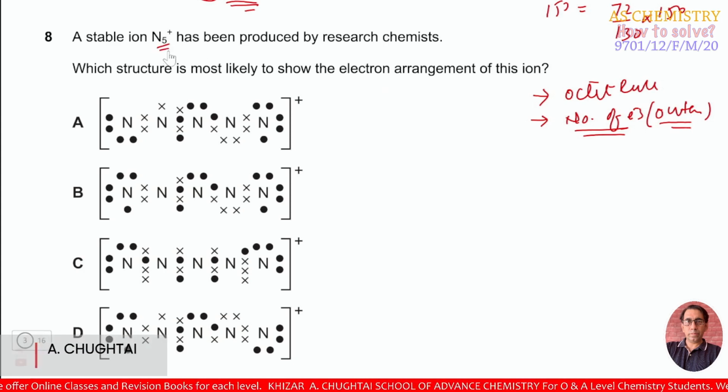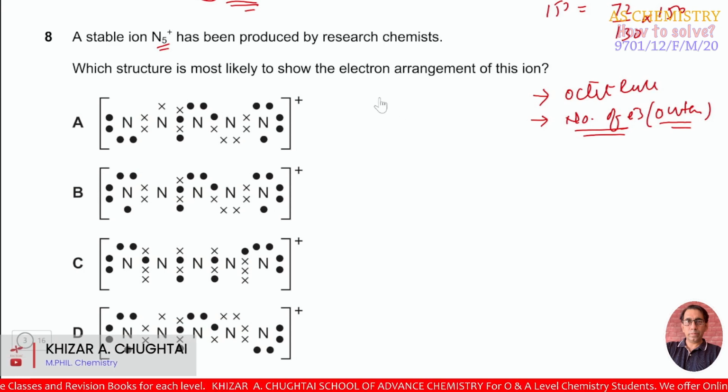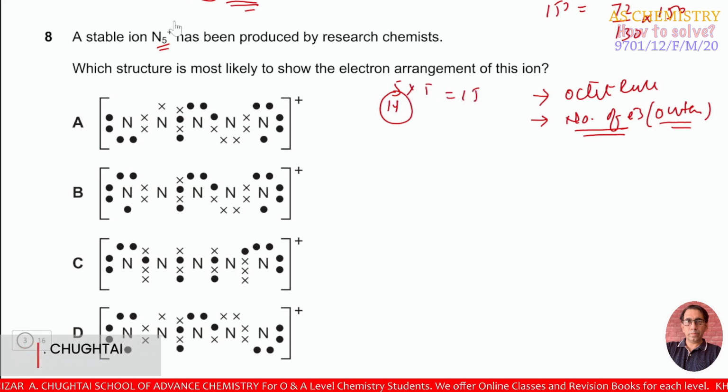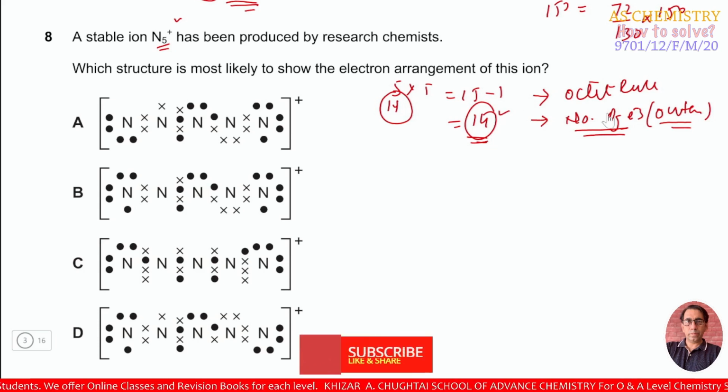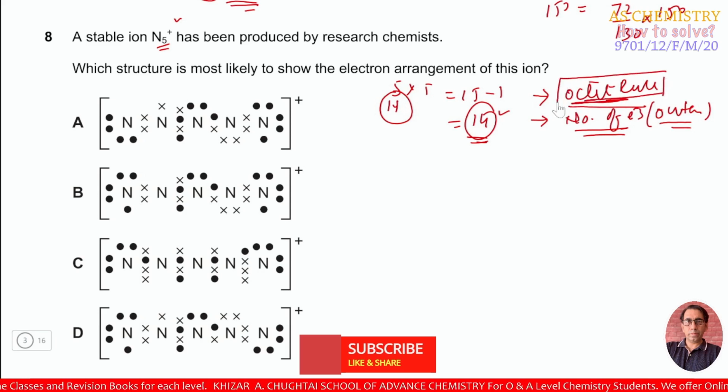So 5 nitrogens are over here. 1 nitrogen has 5 electrons in its last shell, so 5 nitrogens, 5 fives are 15 electrons. There is 1 positive charge, meaning there is a loss of 1 electron. So the overall electrons in the last shell of these 5 nitrogen atoms should be equal to 14. The next thing is we should follow the octet rule to the maximum level.